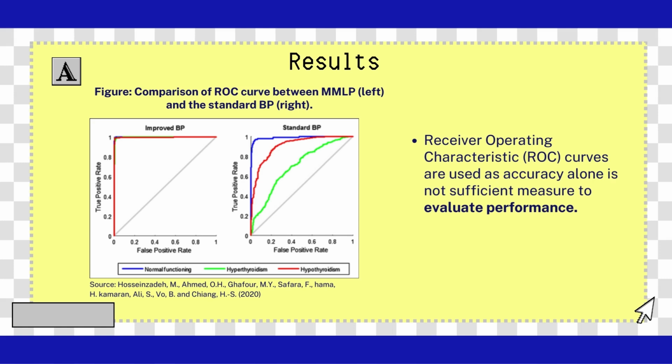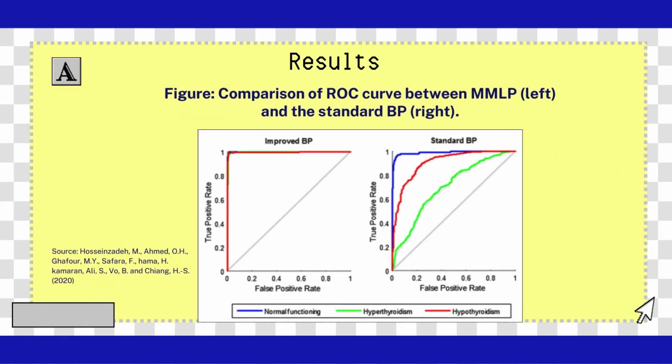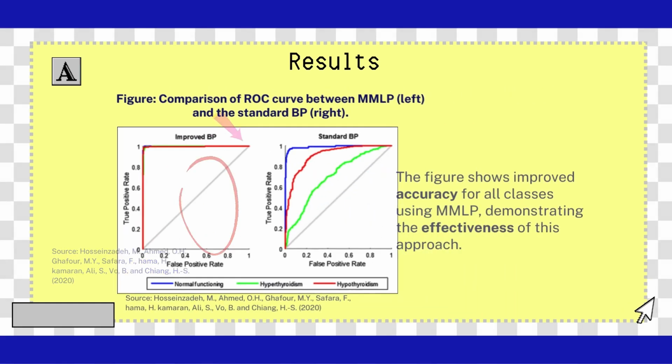Receiver operating characteristic, or ROC curves, are essential for evaluating performance, as accuracy alone is not sufficient. On the left, we see the ROC curve for the improved BP, while on the right is the ROC curve for the standard BP. The ROC curve for the improved BP leans more towards the top left corner, indicating a higher true positive rate and a lower false positive rate compared to the standard BP.